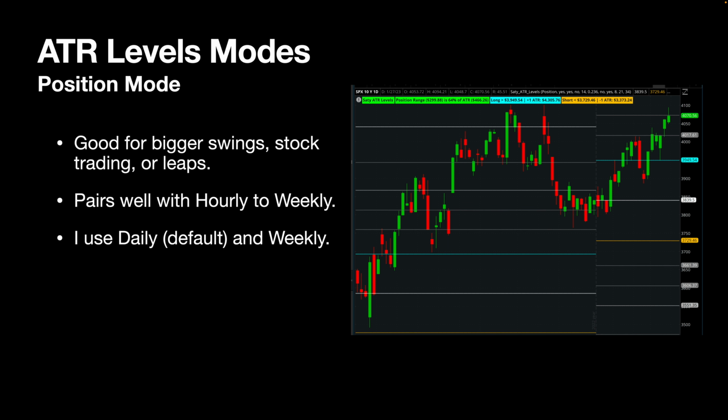All right, position mode. This was also available with the original release, and it's good for bigger swings, stock trading, or LEAPS. These are quarterly levels, and if I didn't mention it before, swing levels are monthly levels. So position levels are quarterly levels, and these pair super well with the hourly to the weekly, and I use the daily default. Sometimes I'll scale up to the weekly just to kind of see a bigger picture.